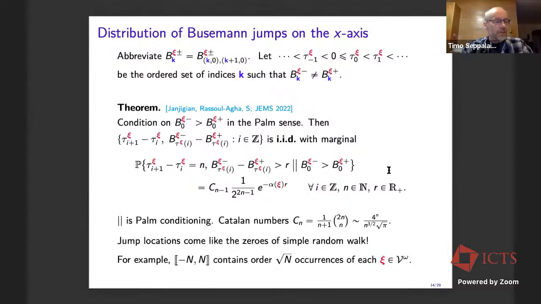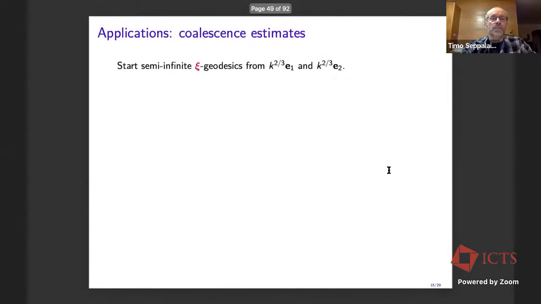Okay, so up to this point, I've been telling you things about the corner growth model and its Busemann process. The Busemann process is also a tool. It's a very useful tool for proving things. So now I'm going to show you a few applications of it.